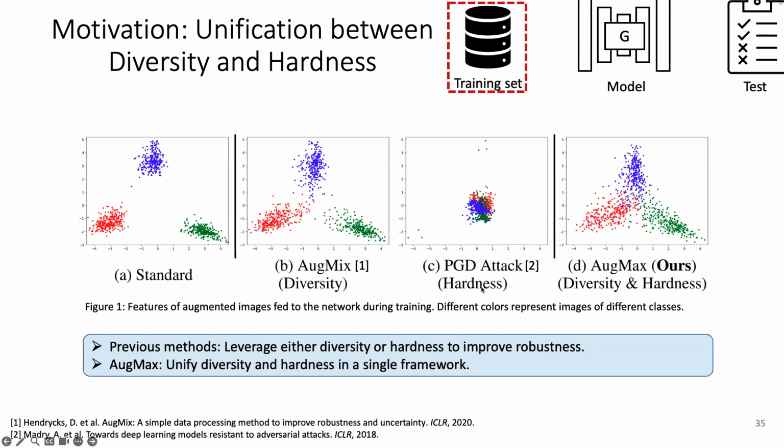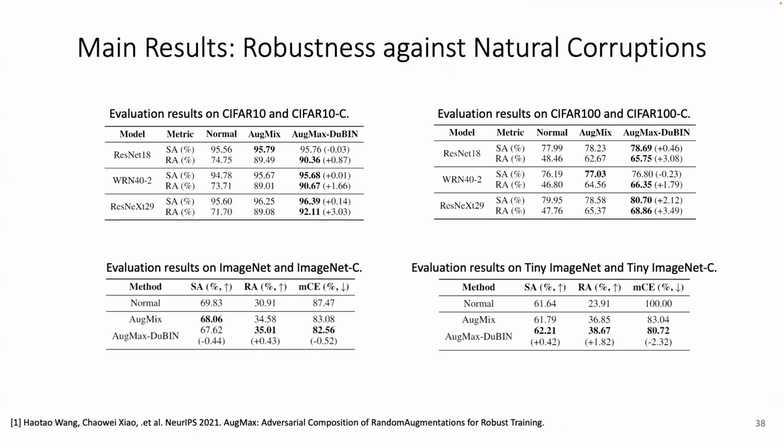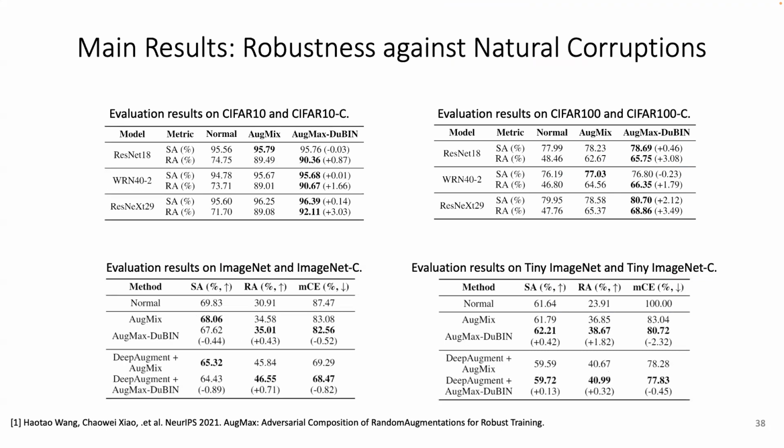That is also a method we proposed, named AugMax. The high level idea is that instead of doing random augmentation, we combine the different augmentations in an adversary way. We optimize the combination parameters among the different augmentations using the adversary loss. In this way, we show that it can indeed improve the robustness. Here are some examples shown on the natural corruption data set, and we can show that it can indeed increase the robustness of the model.